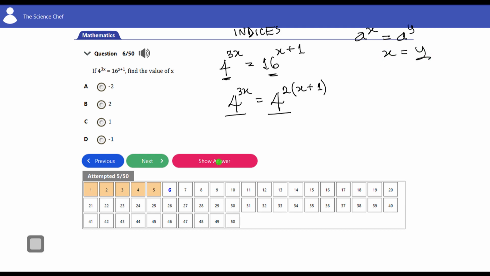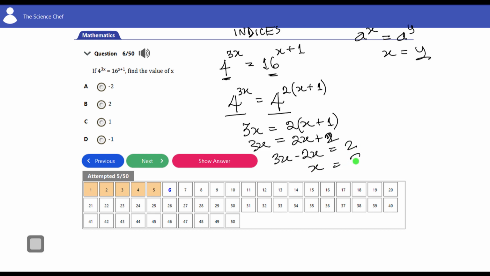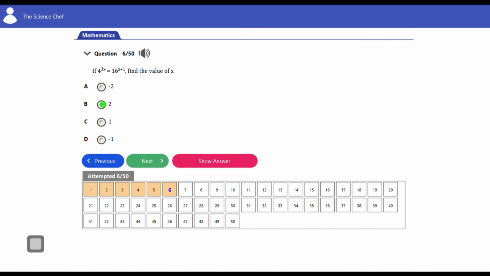Are we together? So from here now, you say that 3x will be equal to what? 2 into x plus 1. And if you open up this bracket, this will be 2x plus 2. Sorry, that's 3x equals 2x plus 2. And if you evaluate this, this will be 3x minus 2x equals what? 2, right? So your x here will be 2, which is option B. Option B, 2.